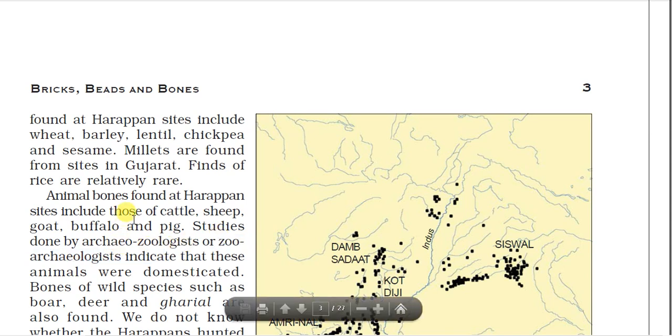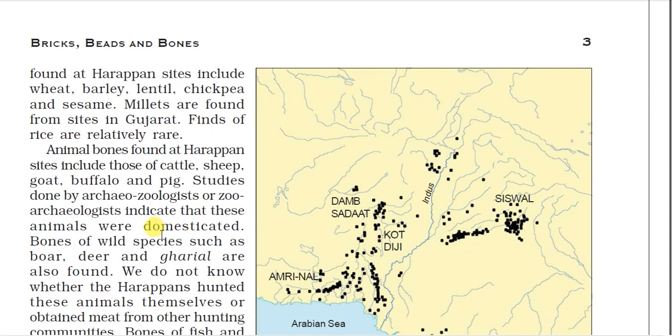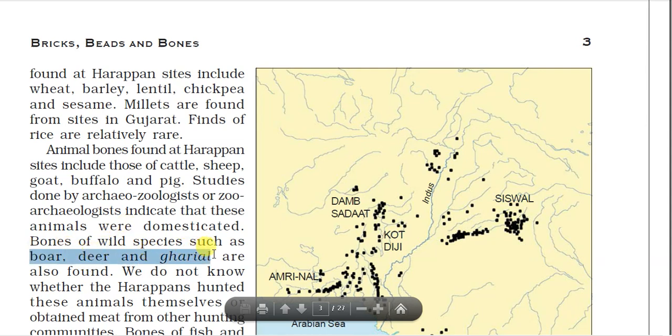Right? Now, what are the animal species that we have found? We have found the bones of cattle, sheep, goat, buffalo, and pig. So maybe they were consumed or domesticated in Harappan civilization. With that, we have also found the bones of boar, deer, and gharial. As you know, these three are wild species; they cannot be domesticated. Gharial, especially. Deer might be domesticated, but they are wild species. They are ones who are situated in forests, right?